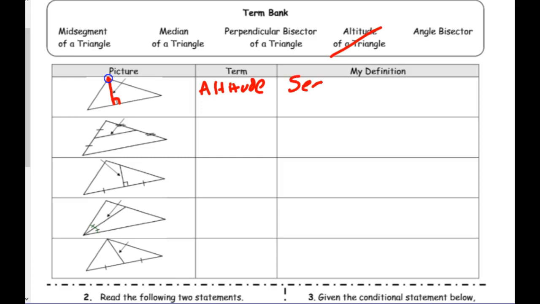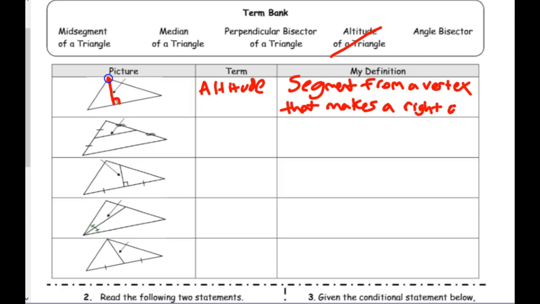So it's a segment from a vertex that makes a right angle. That's, in my own words, the definition.